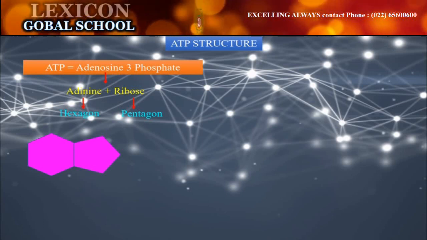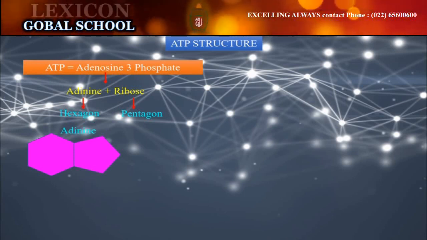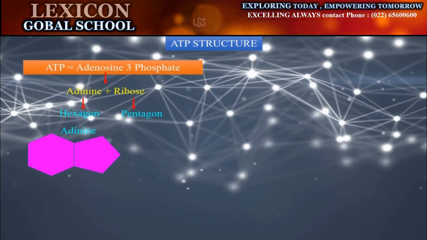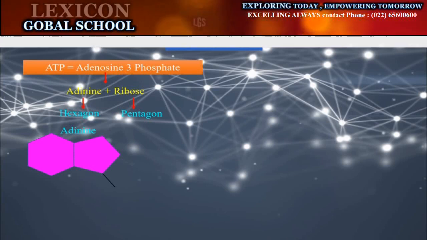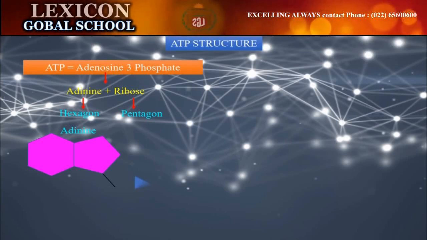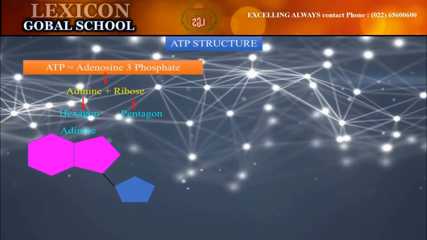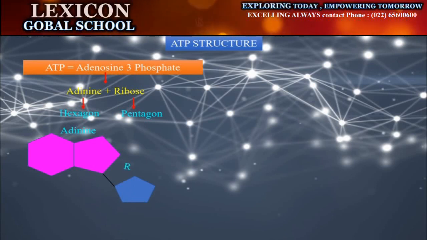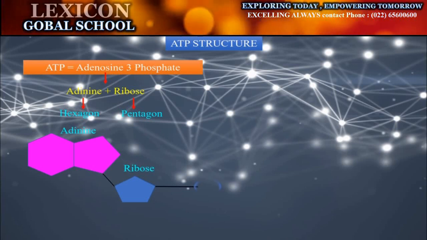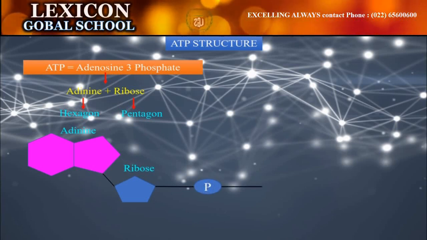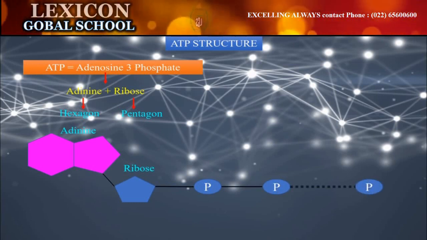This is the structure of ATP that we are studying. Adenine plus ribose, which is a pentagon. So we also have one pentagon separate. They combine together to make adenosine, which is there in our ATP molecule. And we have three phosphates, that means 3 molecules of phosphate. So 1 phosphate, 2 phosphate, and 3 phosphate.